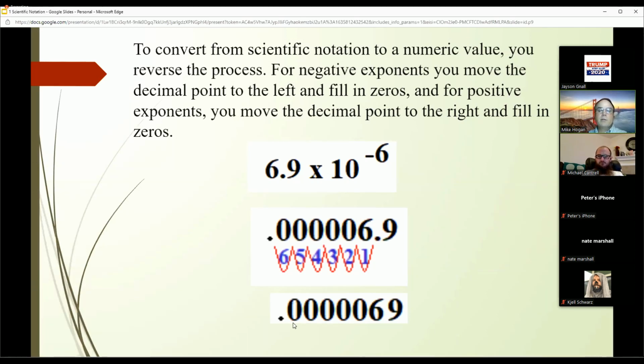Right? And so if I was moving back and forth, I should be able to get this number and say I just moved the decimal 6 places. So that's going to give me 6.9 times 10 to the negative 6. Or if I'm given this, I can convert it back the other way. Not too difficult. We're going to see here in a second why it's important that we can move back and forth between the scientific notation and specific values.